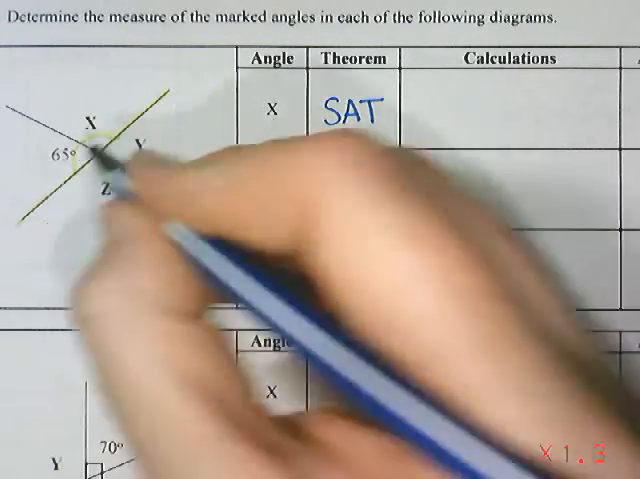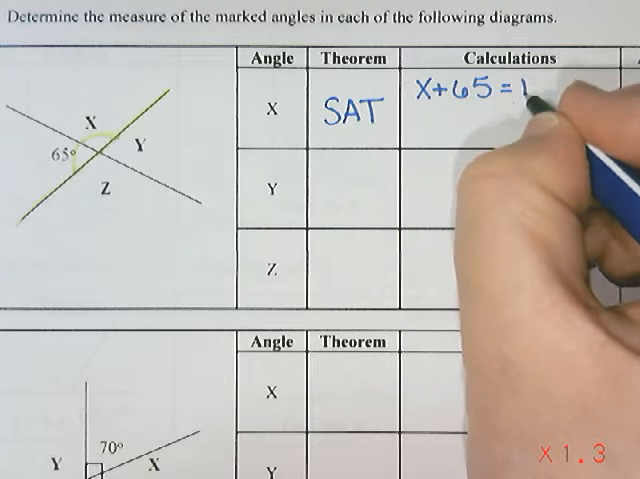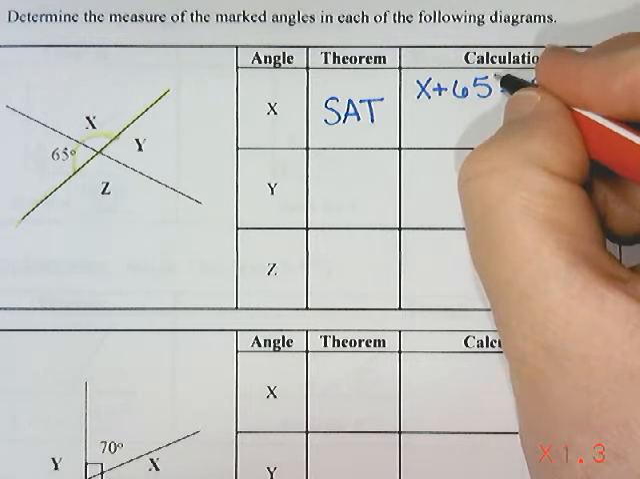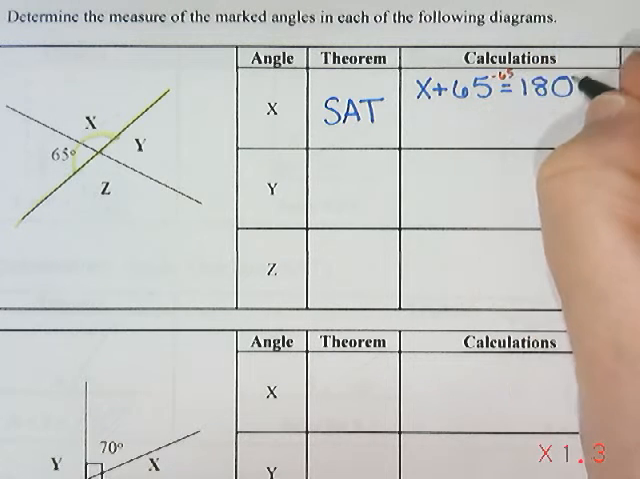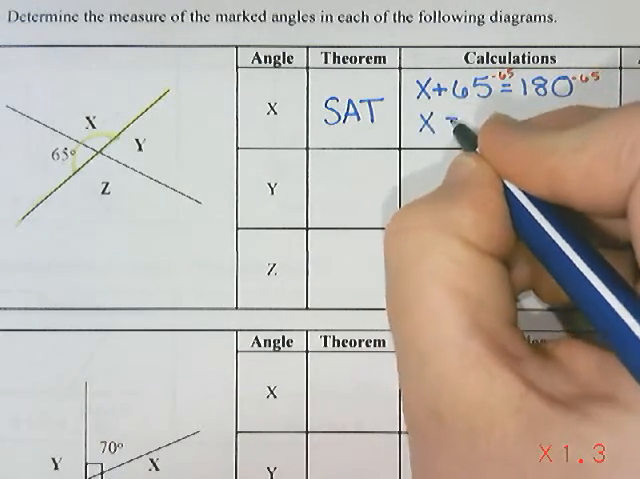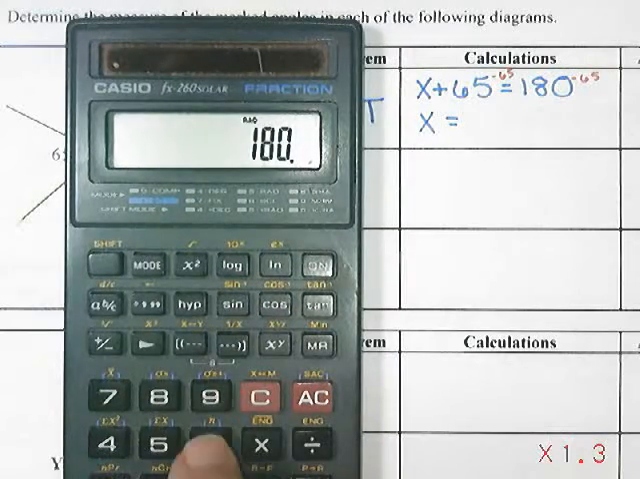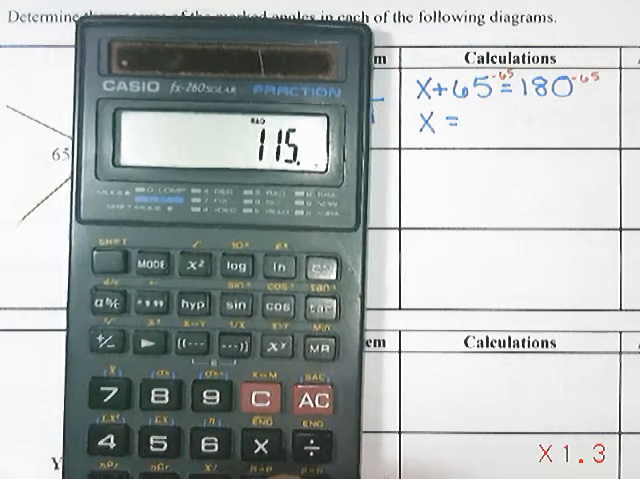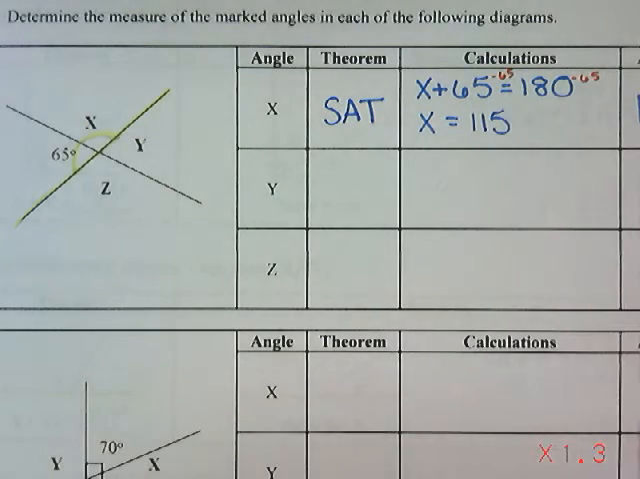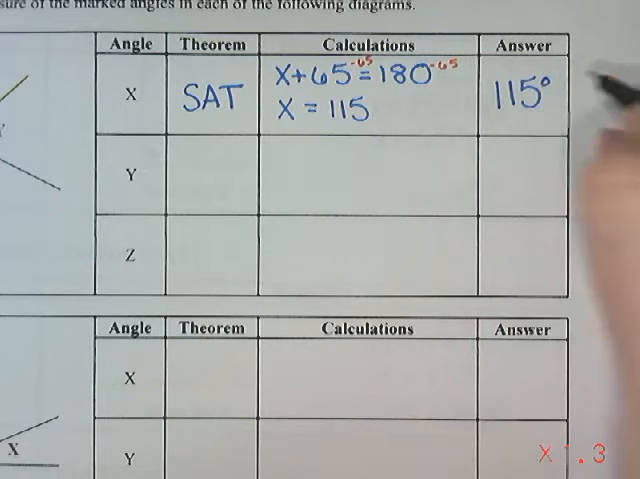And then for my calculation, I'm going to make a little equation. I'm going to say that X plus 65 makes a straight line, so 180 degrees. And then we are going to solve for X. I would subtract 65 from both sides, and I'm going to get that X equals 180 take away 65, which is 115 degrees. So in my answer box at the very end here, I'm going to write that it is 115 degrees.